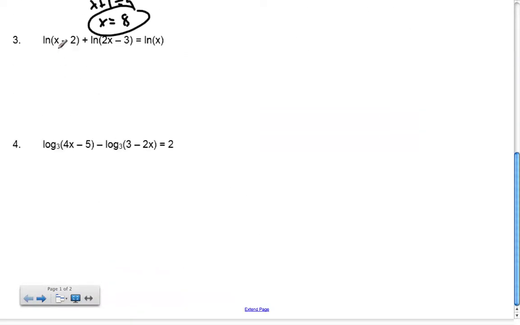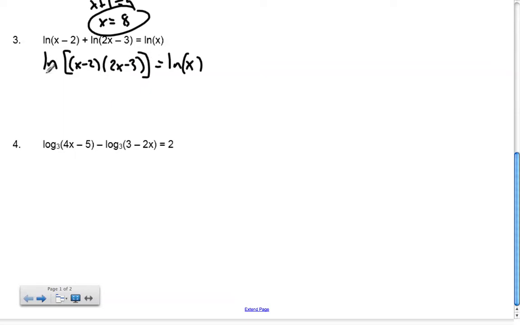Next, we have natural logs, same base, that's good, but we have an addition problem. Okay, so that means that we're going to have to clean this side up by making this using the product rule. So we have the natural log of x minus 2 times 2x minus 3 equals the natural log of x. Okay, because remember we have to multiply these together.